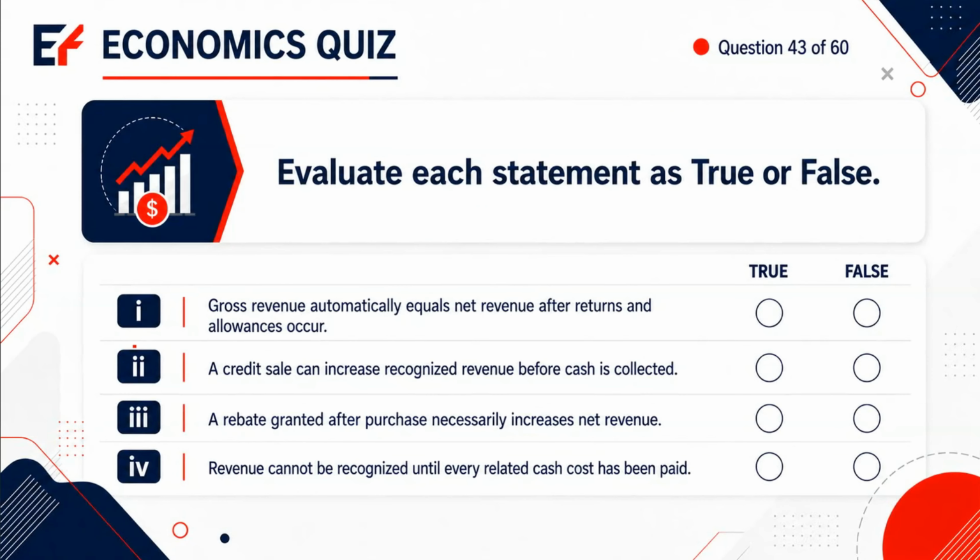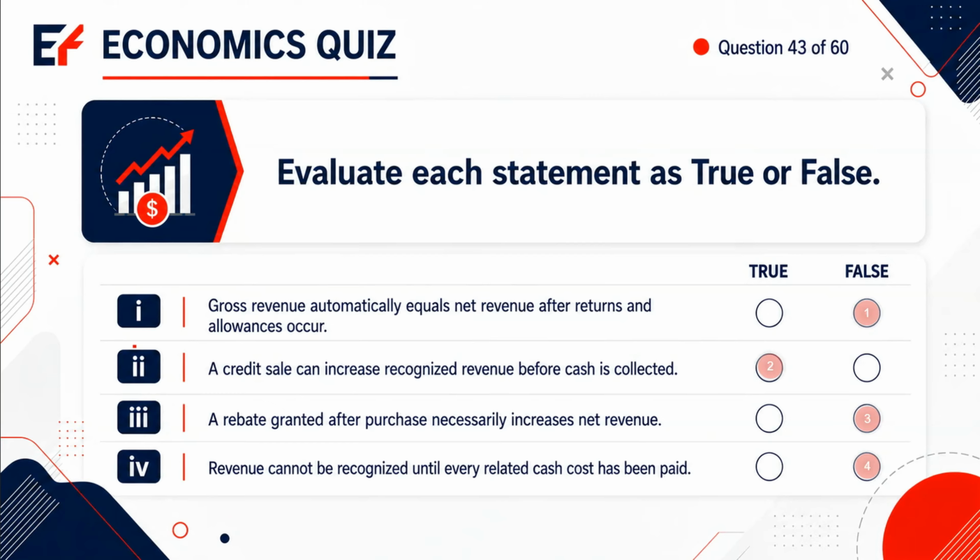Question 43. Evaluate each statement as true or false. Gross revenue automatically equals net revenue after returns and allowances occur. The correct answer is false. A credit sale can increase recognized revenue before cash is collected. The correct answer is true. A rebate granted after purchase necessarily increases net revenue. The correct answer is false. Revenue cannot be recognized until every related cash cost has been paid. The correct answer is false.